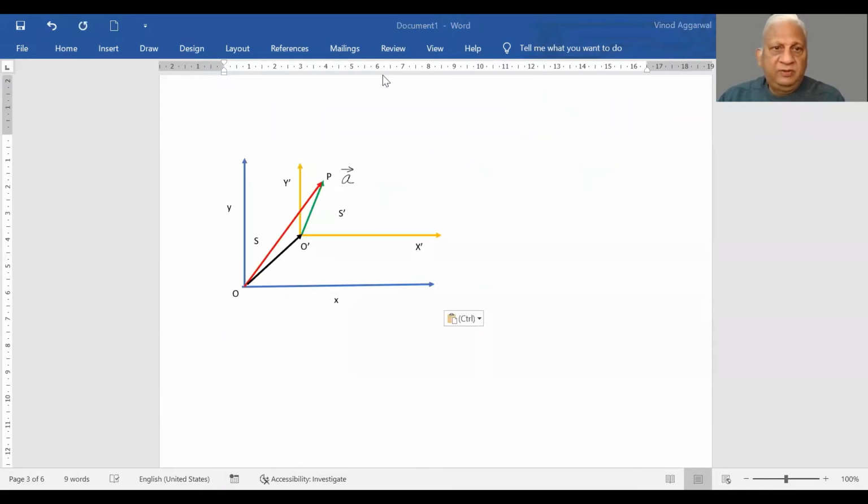Now let there be two reference frames as we saw earlier. One is O dash and one is O. This is the inertial frame. It is fixed, it is not moving. This is moving or accelerating with respect to this, so we call it a non-inertial frame.